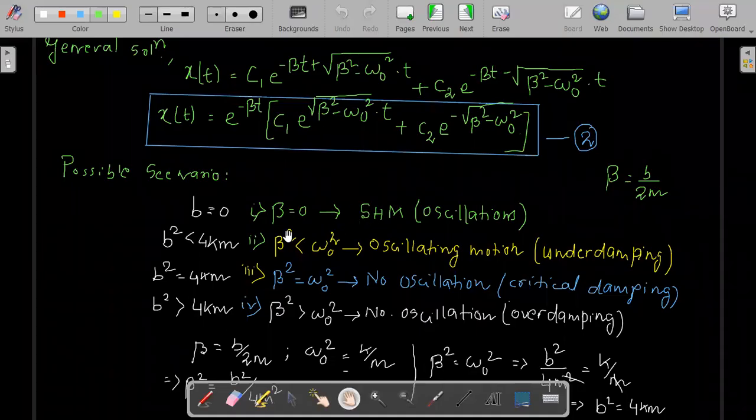So in the last lecture, we did see that when we put beta is equal to 0 in this final expression, we actually get a relation which will be simple harmonic in nature. We are going to get a cos function or a sine function. Today we are going to analyze the second case where beta square is less than omega naught square. And here we are going to see that it will be oscillating in nature.